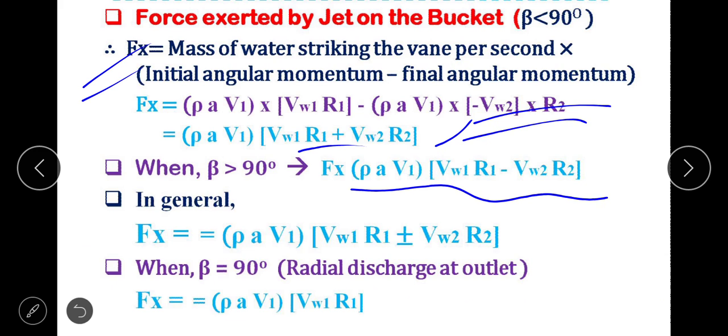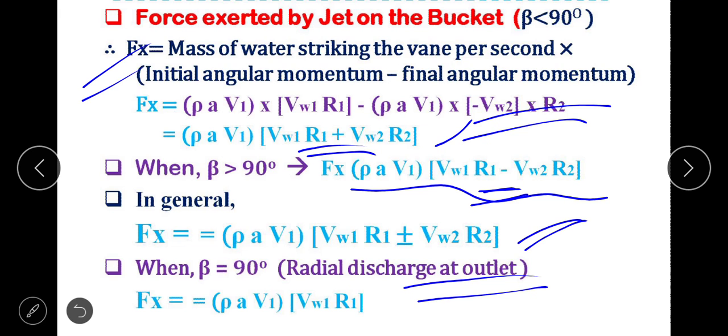Here it is plus, here it is minus, because the velocity of whirl at outlet is in the same direction of flow at the inlet. In general, we can write the expression as force exerted in the direction of flow Fx is equal to rho a v1 whole multiplied by vw1 r1 plus or minus vw2 r2. Plus sign should be used when beta is less than 90. Minus should be used when beta is greater than 90. When beta is equal to 90, radial discharge at outlet.